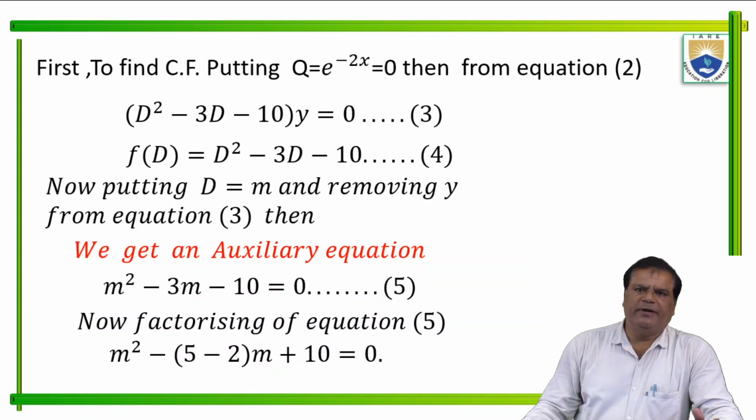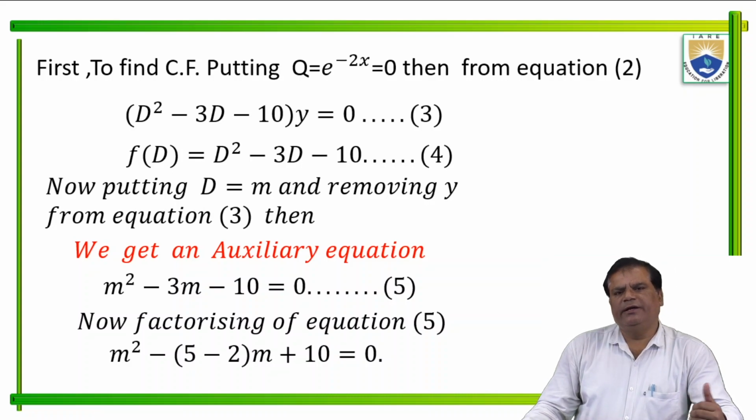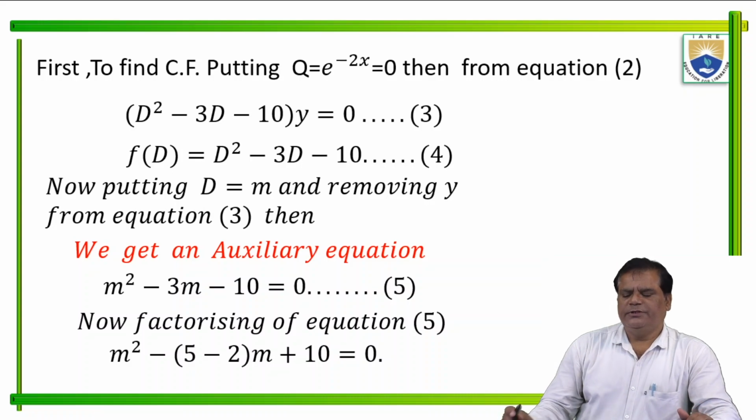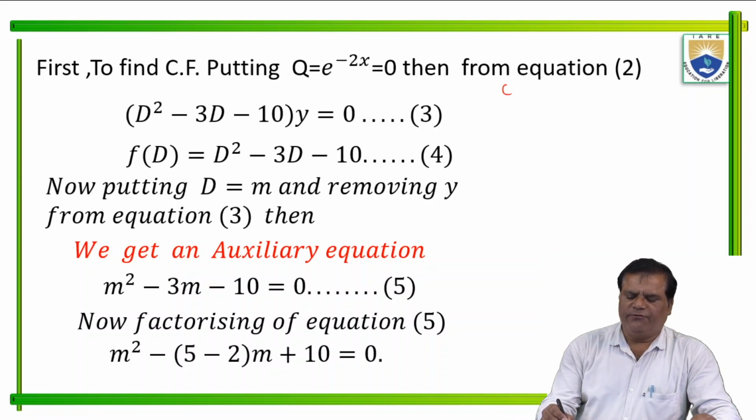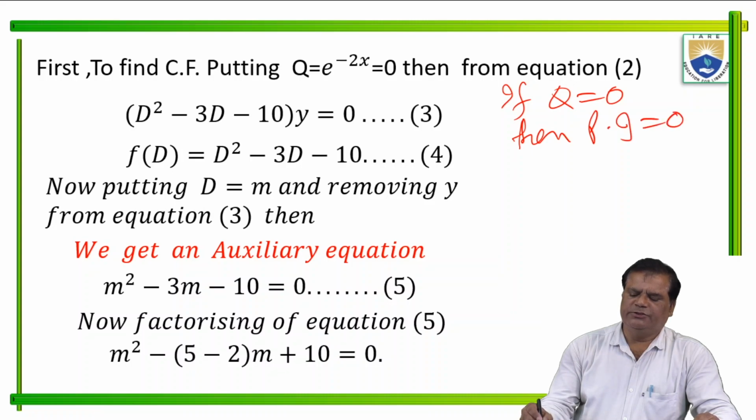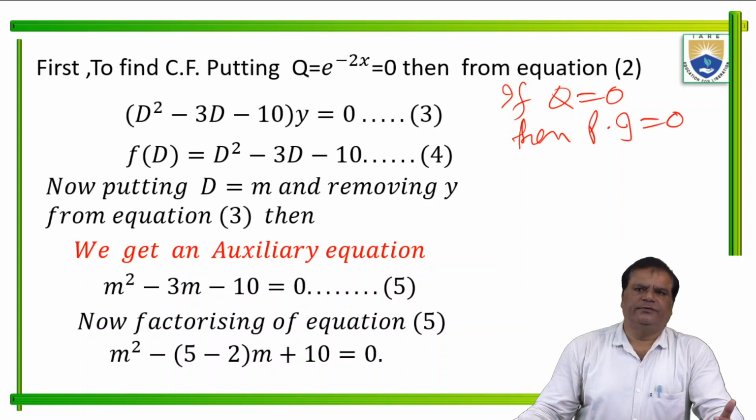One part is the complementary function, the other part is the particular integral, because here Q is given. If Q is not given in our question, then we find only one part, the complementary function. We cannot find the particular integral. The particular integral is 0 if Q is 0. I have discussed in the last videos, if Q is 0 in our question, then PI is 0.